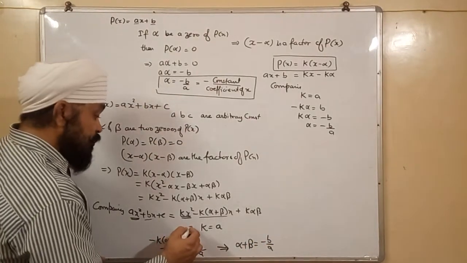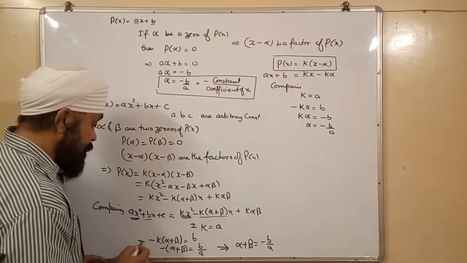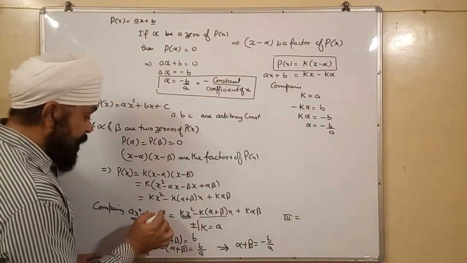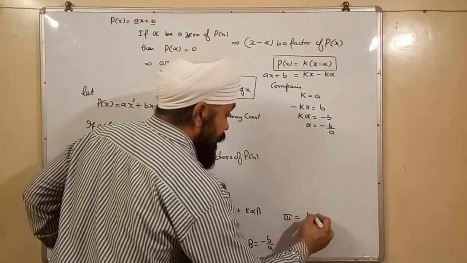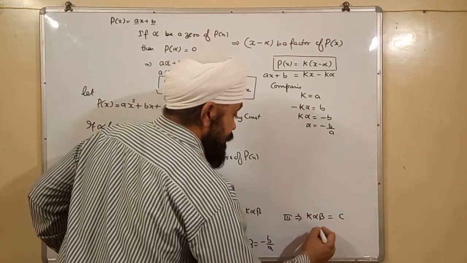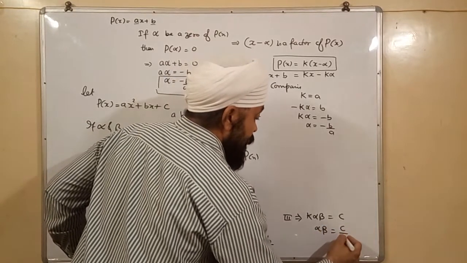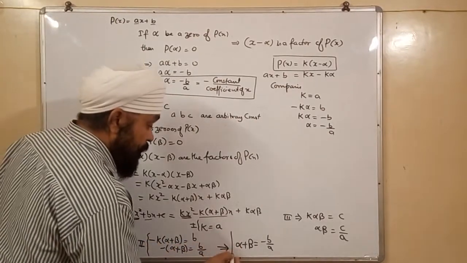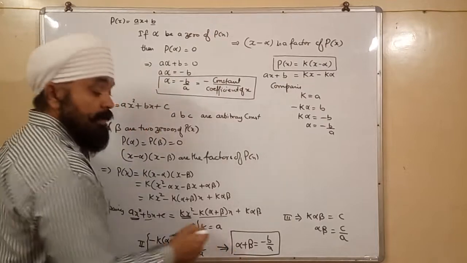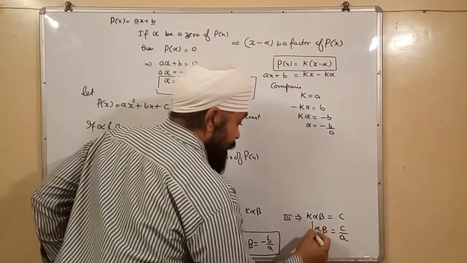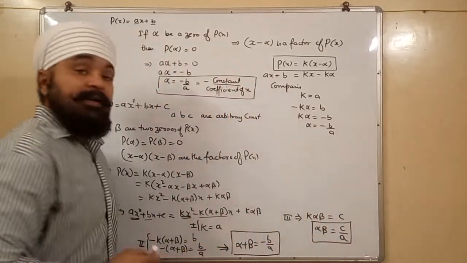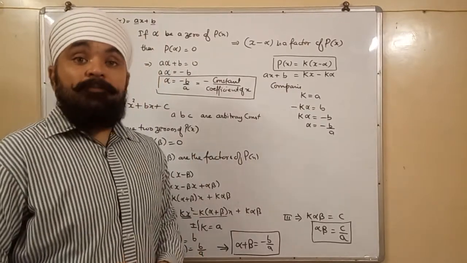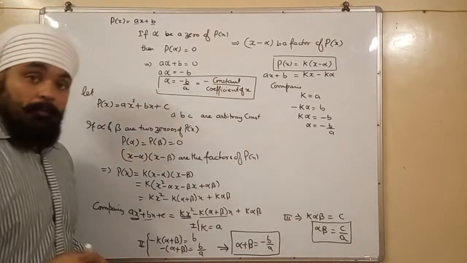This is the first part that we have compared, this is the second term that we have compared, and if we compare the third one, the constant is c, and there it is given k alpha beta, which is equal to c. So alpha beta is c upon a. So this is the relationship that we were searching for. You can see that alpha plus beta, the sum of the zeros, and alpha into beta, the product of the zeros, can be written as minus b upon a and c upon a respectively. So this was the relationship between the coefficients. I am just summarizing this one, you can copy it down.